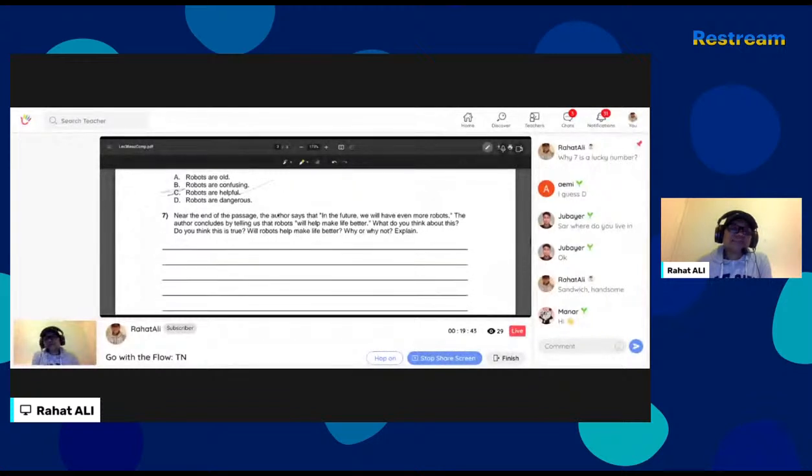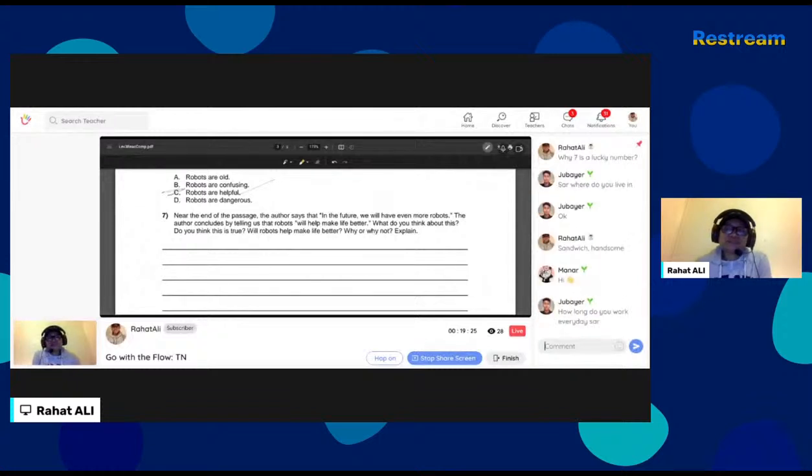Near the end of the passage, the author says that in the future, we will have even more robots. The author concludes by telling us that robots will help make life better. What do you think about this? Do you think this is true? Will robots help make life better? Why or why not? Explain.